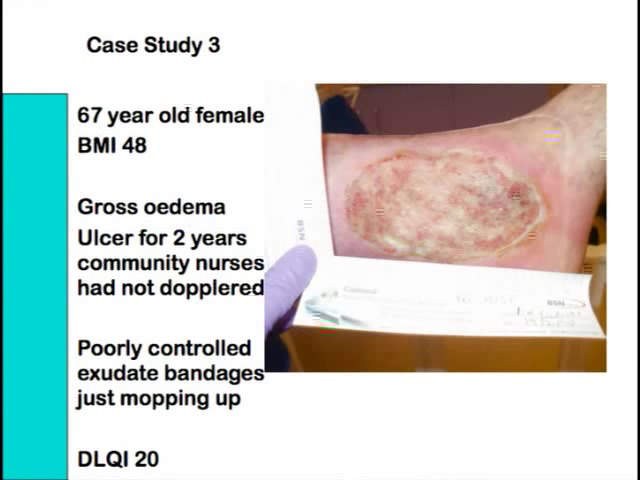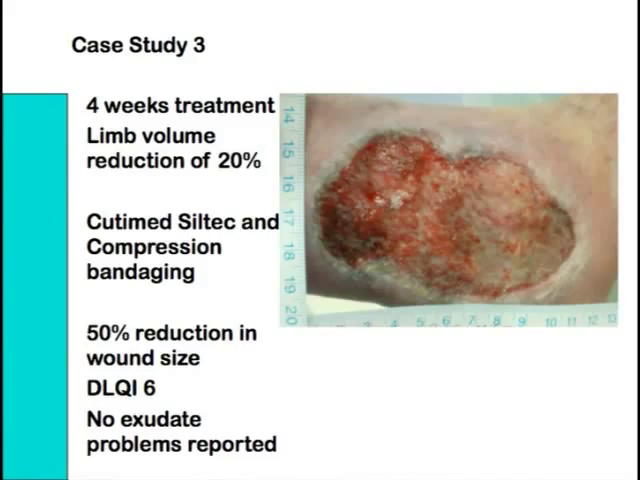Case study 3, 67-year-old female with a body mass index of 48, gross edema, ulcer for 2 years. Community nurses had not Dopplered this patient. Poorly controlled exudate. The bandages effectively were just being used for mopping up. And a DLQI of 20. This is a lady where exudate dominated or ruled her life.